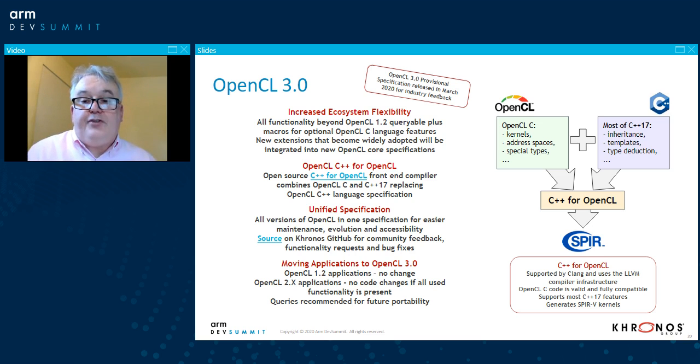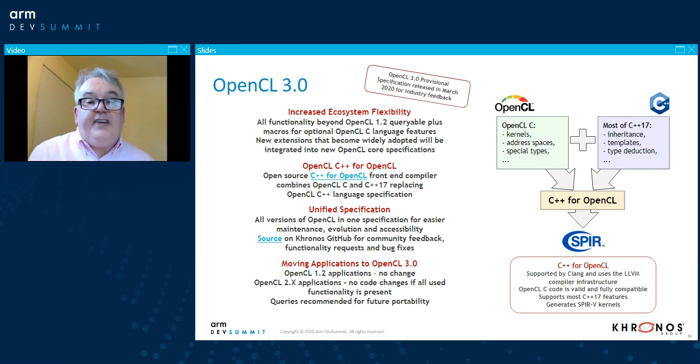Also, OpenCL 3.0 removed the OpenCL C++ language from the specification and recommends instead the use of the C++ for OpenCL open source front-end compiler that is supported in Clang, leverages LLVM, and generates SPIR-V code.